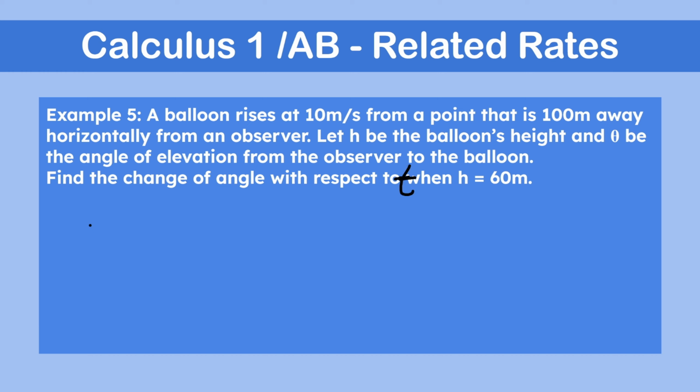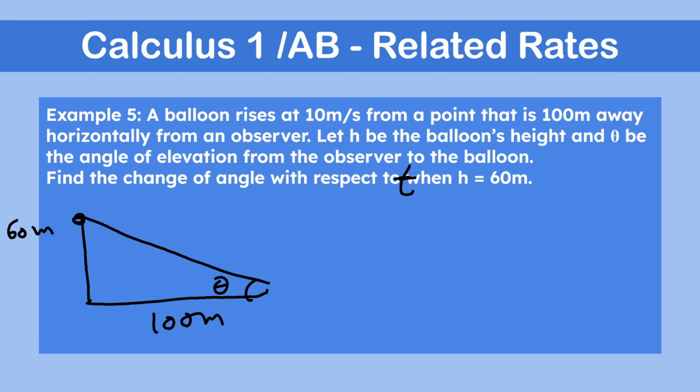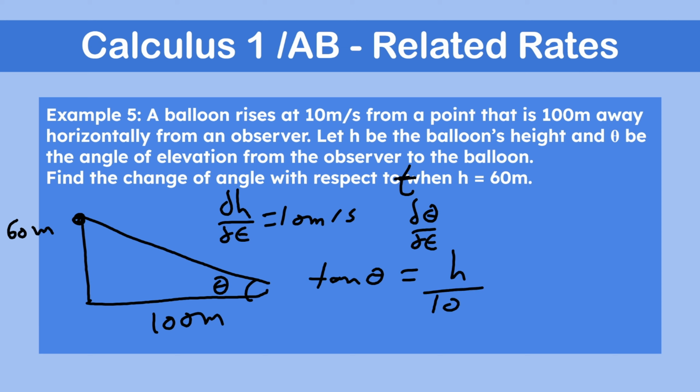So we're going to start off with the balloon. So let's say that there's a right triangle and that this distance is 100 meters, and then we have some angle over here, and we're trying to find it when the height is at 60 meters. So it stays right here, and the rate of change of the height is equal to 10 meters per second, but we're trying to find the rate of change of the angle. So what we're given is the opposite and the adjacent. So we're going to use tangent theta to relate the height with the adjacent.